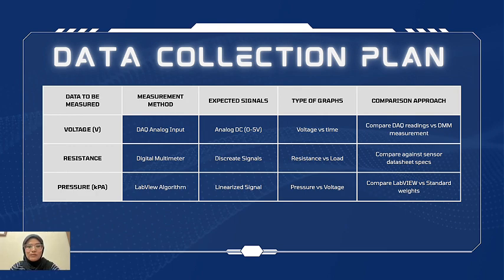And the last one is pressure measurement. We use a LabVIEW algorithm to process the data. The expected signal is a linearized signal. The graph will show pressure versus voltage, and we compare the result with standard weight to validate accuracy.